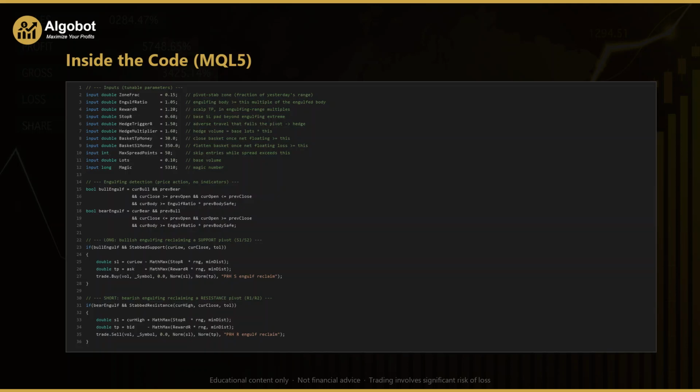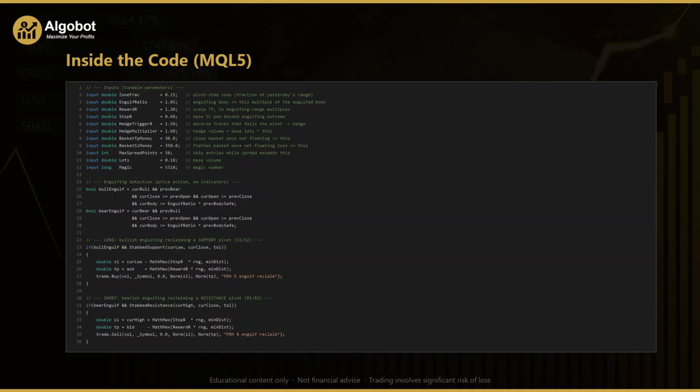Here's the heart of the strategy as it appears in MetaEditor. At the top are the inputs you can tune. ZoneFrac controls how close the candle's wick must come to the pivot. EngulfRatio sets how decisively the signal candle must engulf the prior one. RewardR and StopR define the scalp take profit and the stop padding, both measured in multiples of the signal candle's range. HedgeTriggerR and HedgeMultiplier govern the hedge, when it activates, and how large it is. BasketSlMoney and BasketSlMoney are the money-based limits on the whole basket, and there's also a maximum spread filter, the base lot size, and a magic number.